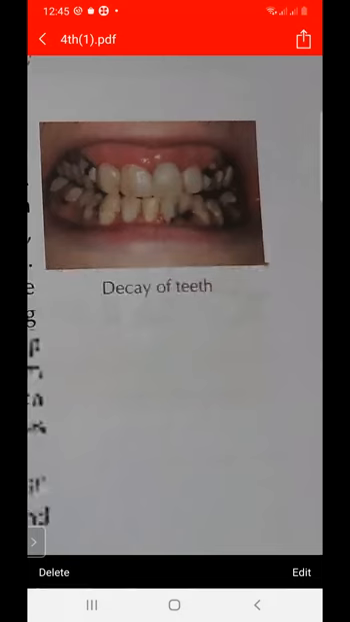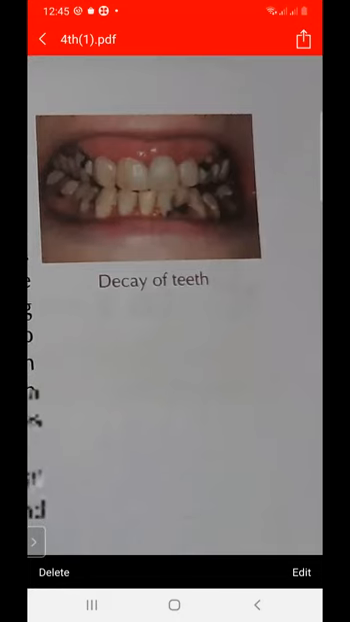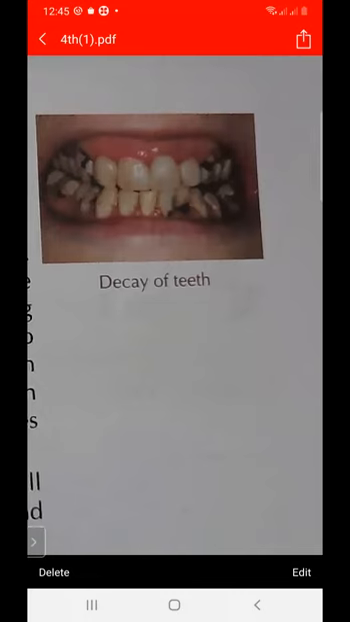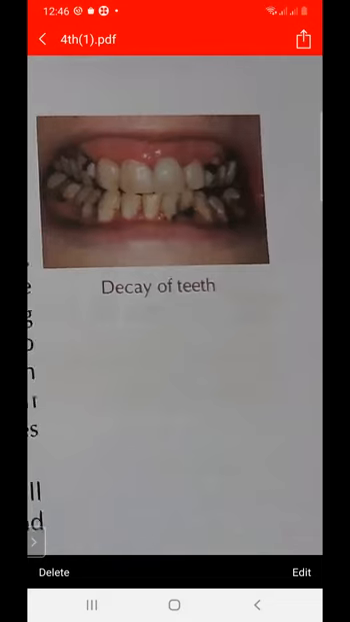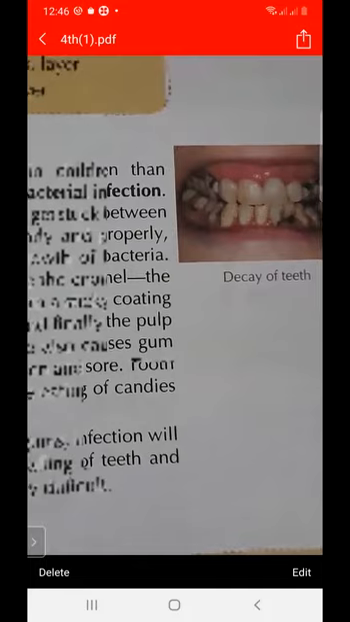And how is bacteria developed? Bacteria develop when we eat food and some food is stuck on the teeth. If we do not brush the teeth, these food particles create microbes or bacteria, and due to these bacteria they form an acid, and they form a yellow layer on the teeth, as shown in the figure. So this is called pulp.